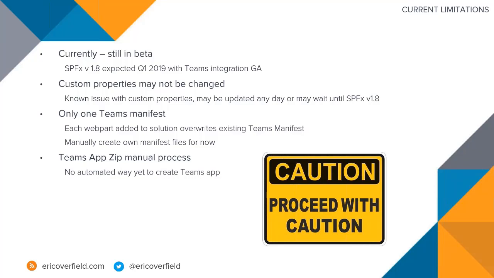I don't know if 1.8 is going to solve that problem. Hopefully it will. If not, just think about it, because I can definitely see a value of having one SPPKG app that would have multiple web parts that could be added as Teams apps.